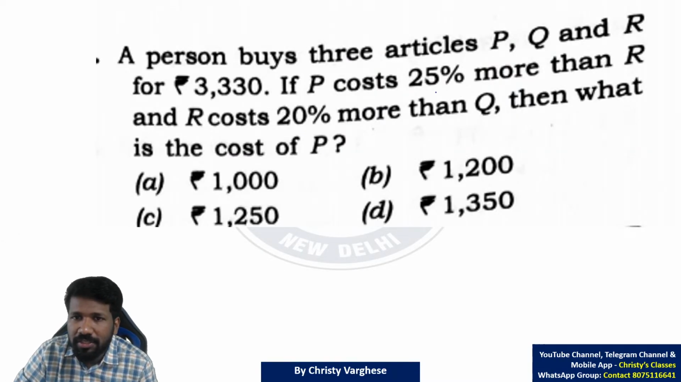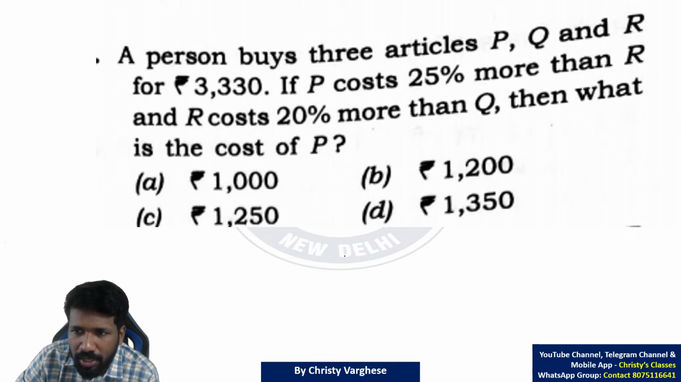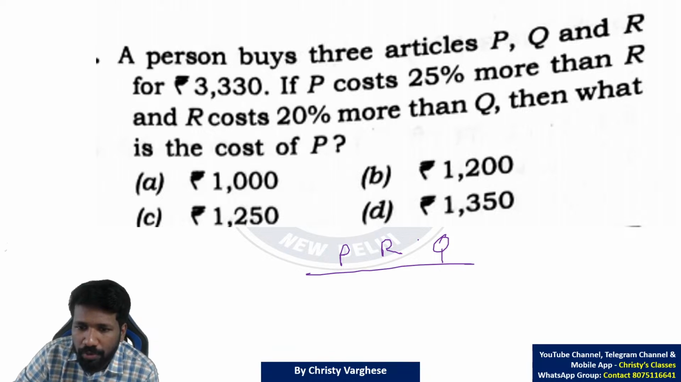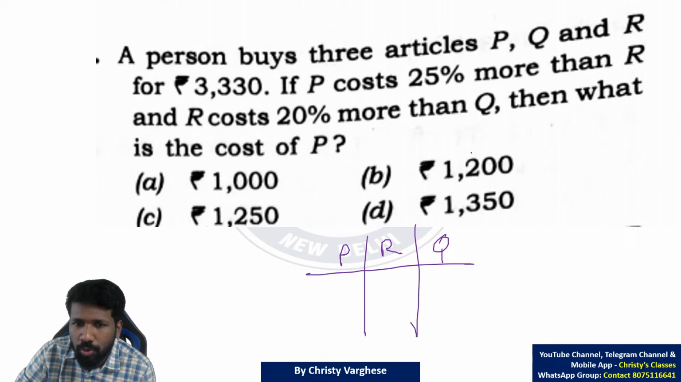Here, a person buys 3 articles P, Q, R. P costs 25% more than R. R costs 20% more than Q. So P, R and Q. So from Q you should start. But Q's value we don't know.